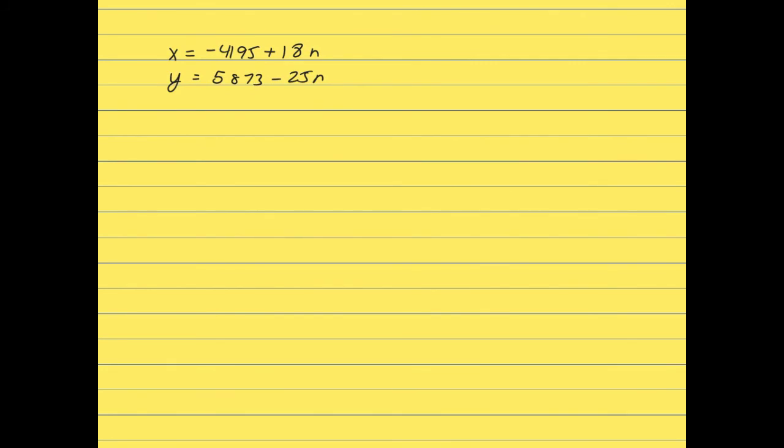So as in the last example, we want to figure out first where x and y are both 0. What values of n make them 0? And those will be the values of n that make x and y change signs. So when we set x equal to 0, n becomes 4195 over 18 when you solve for n, which is approximately 233.05. When you set y equal to 0 and solve for n, you get n equals 5873 over 25, which is approximately 234.92.